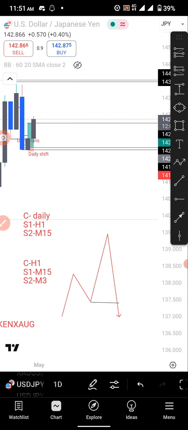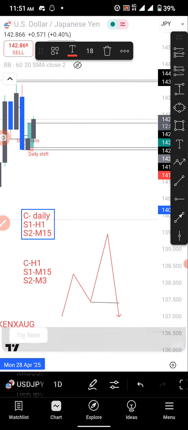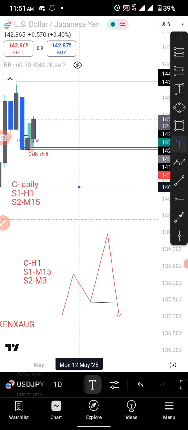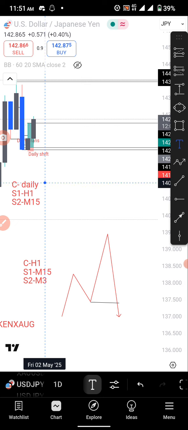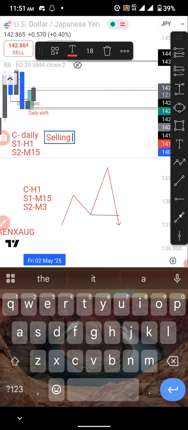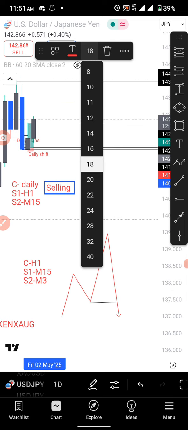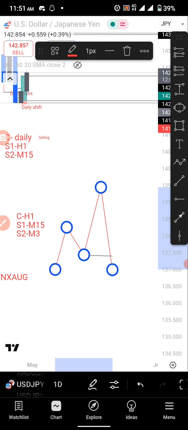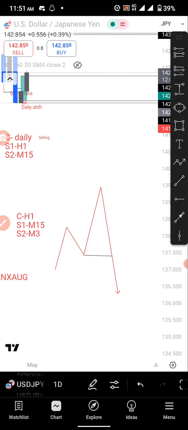So what are we supposed to do? Now we will know that our daily time frame is selling. Its structure is selling. Listen, our daily structure is selling. So when we see this in our daily time frame, it is the constant time frame. Which time frame is next from the daily time frame? It is H1. You can see here.